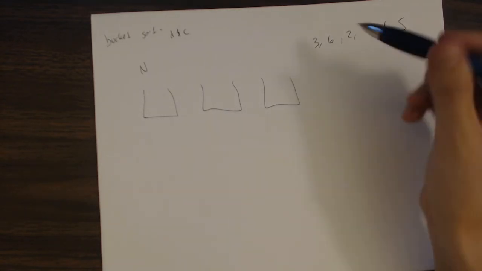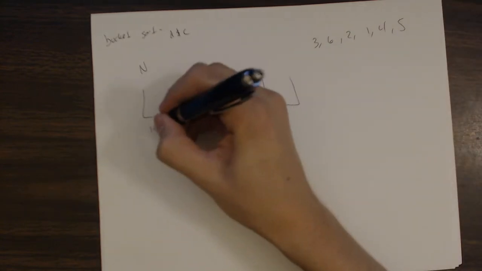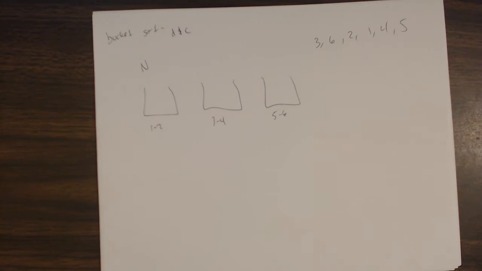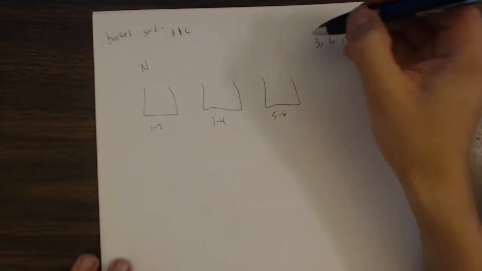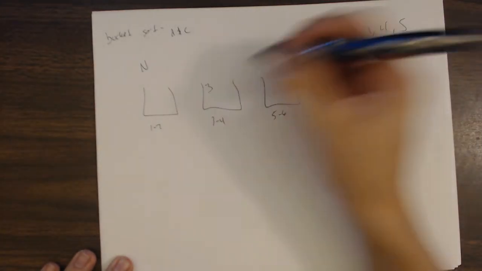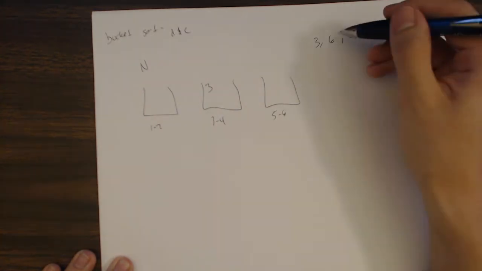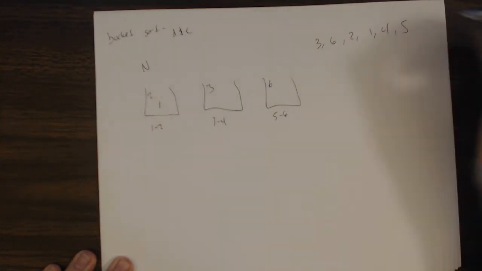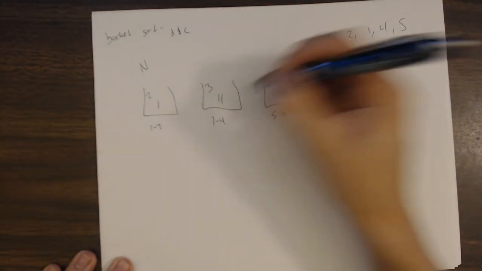So for example, we would say this would be bucket 1, 2, 3, 4, 5 to 6. And we would put 3 here. We would put 6 here. We would put 2 here, 1 here, 4 here, and 5 here.